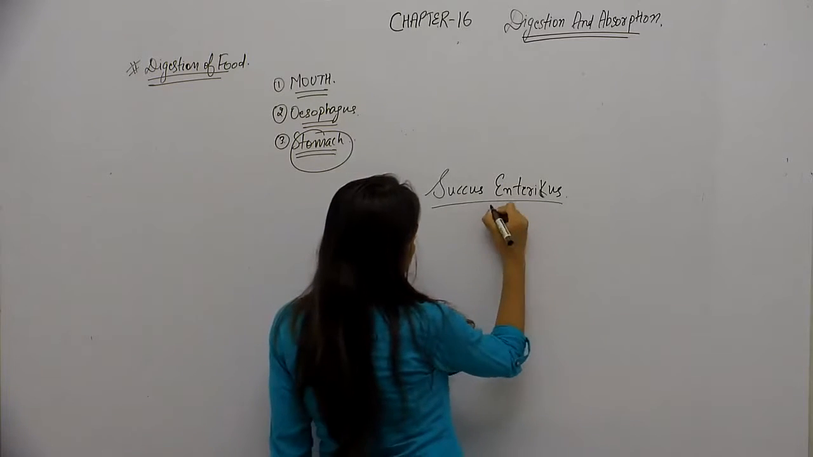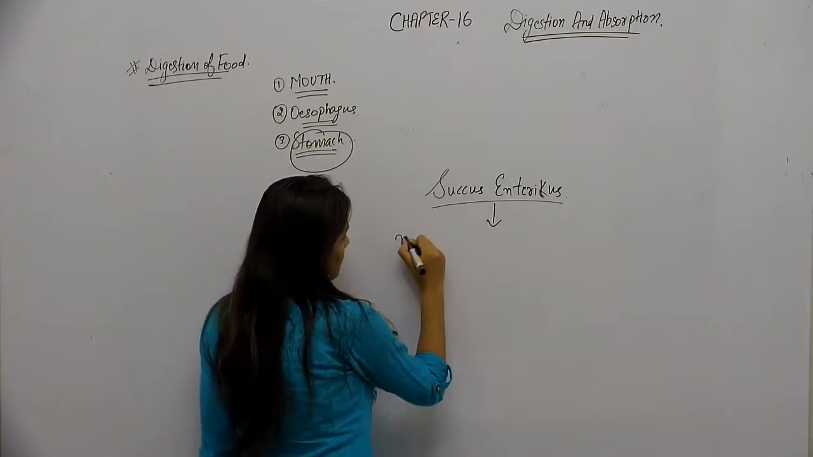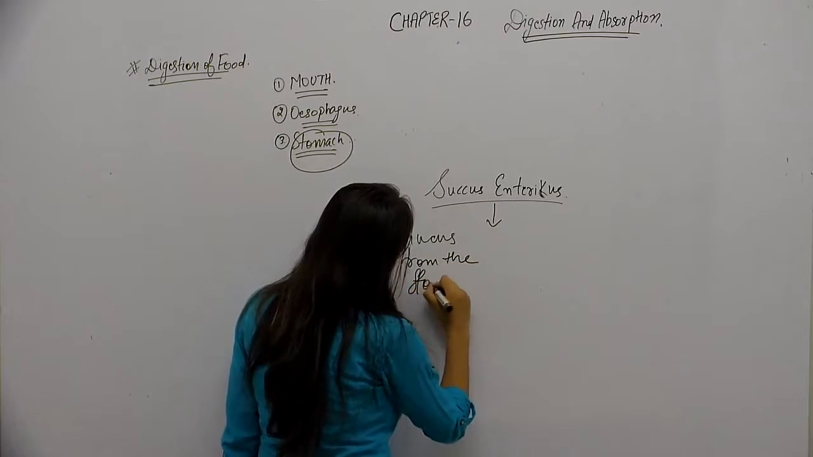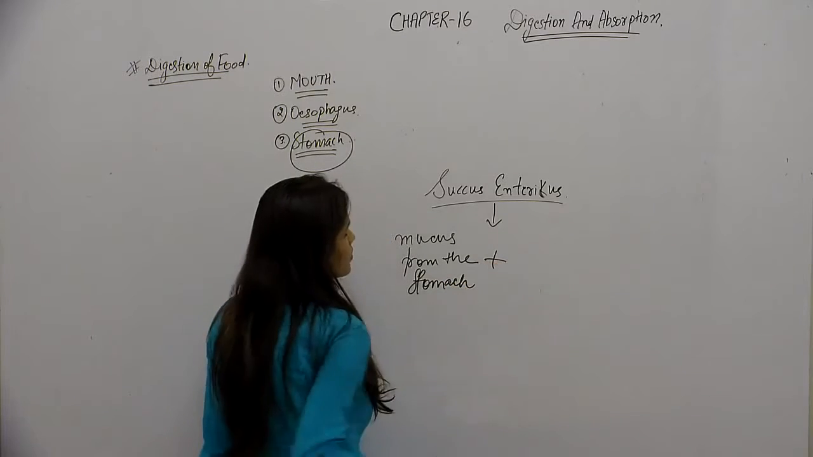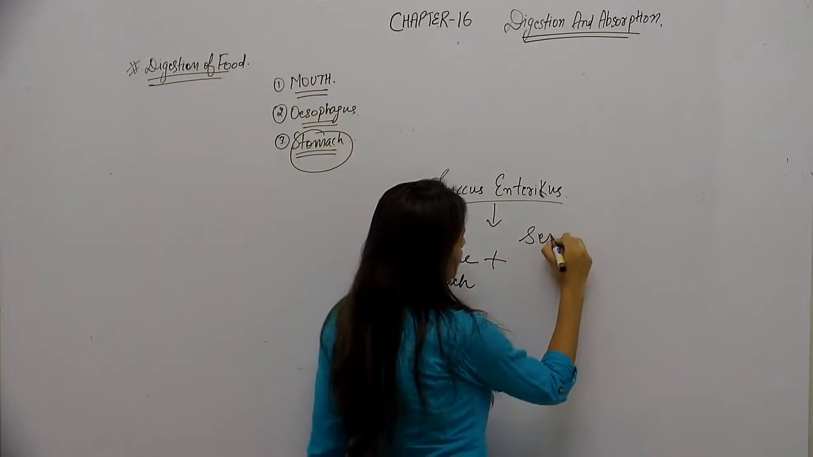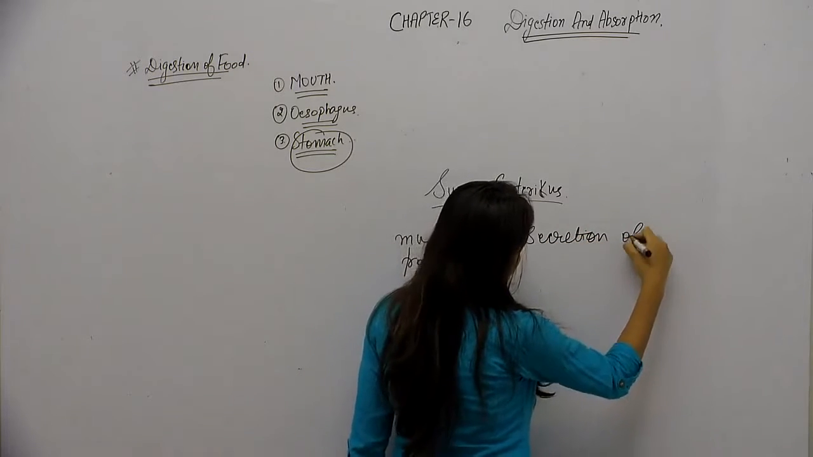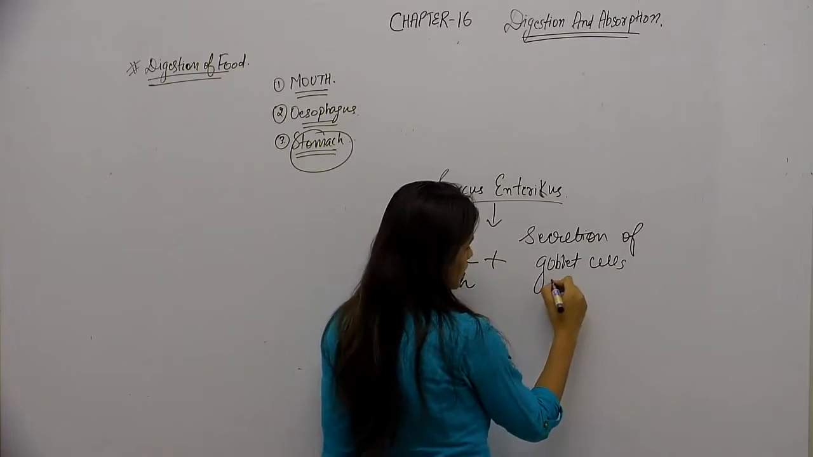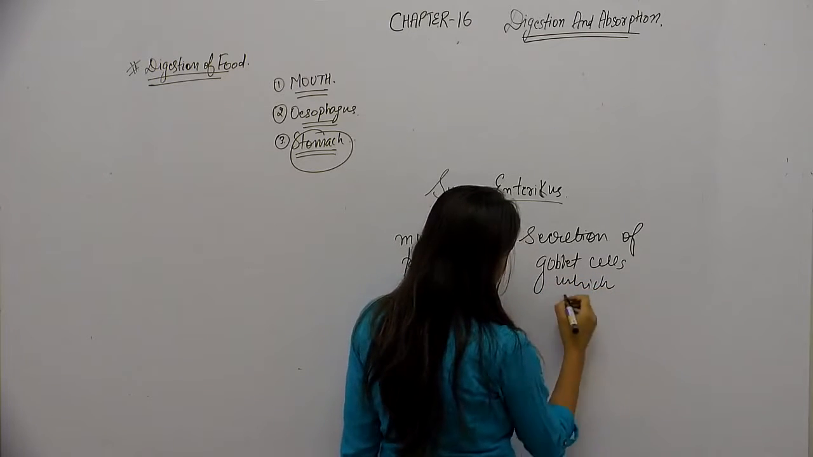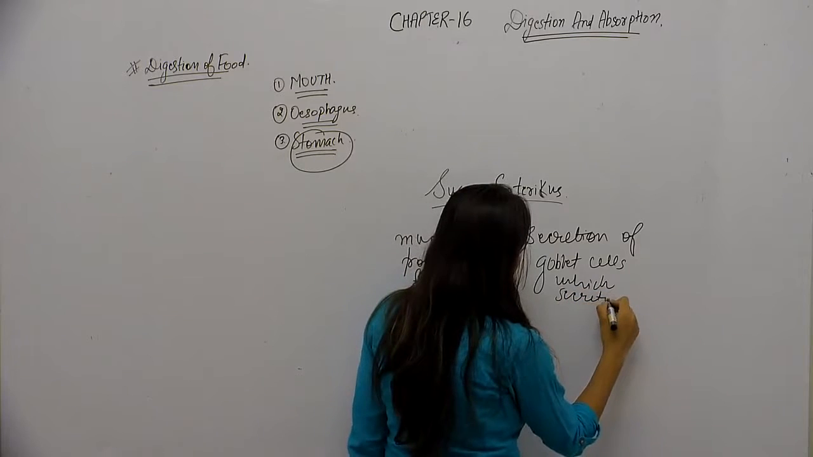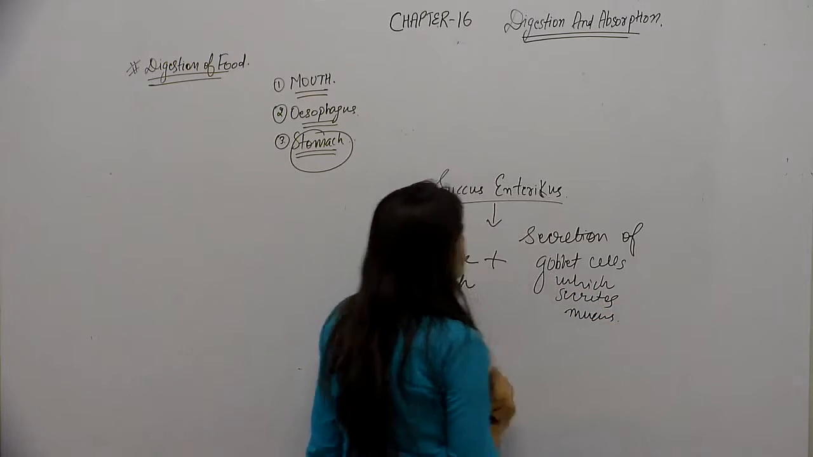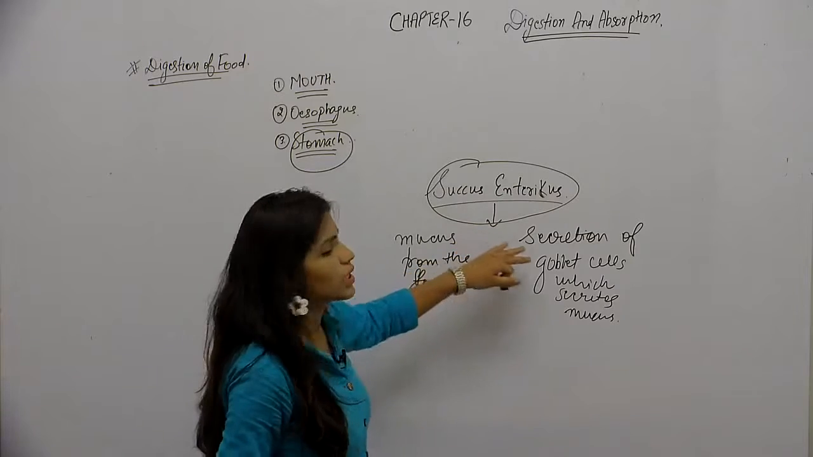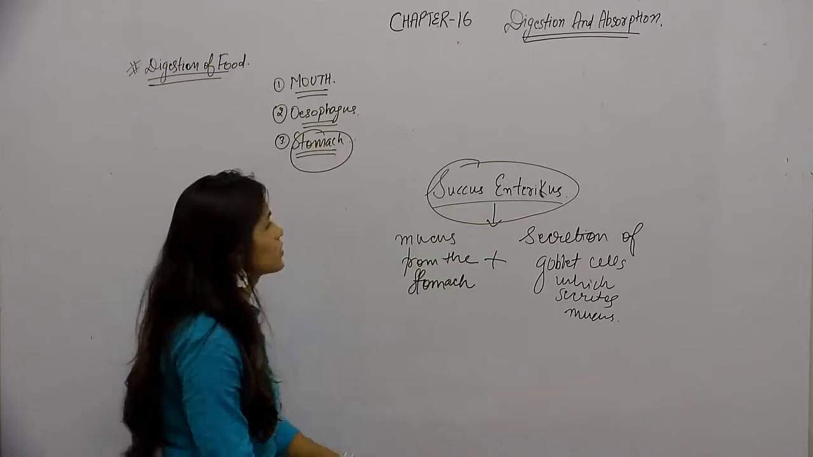The succus is the combination of mucus from the stomach plus secretion of goblet cells. So these both comprise the succus entericus. That means the juices, basically. This is what succus entericus is.